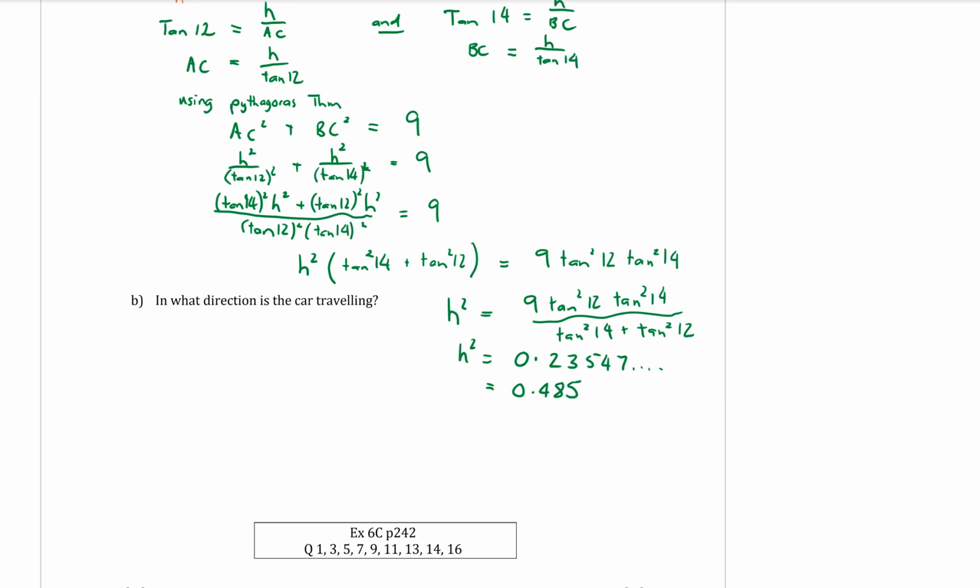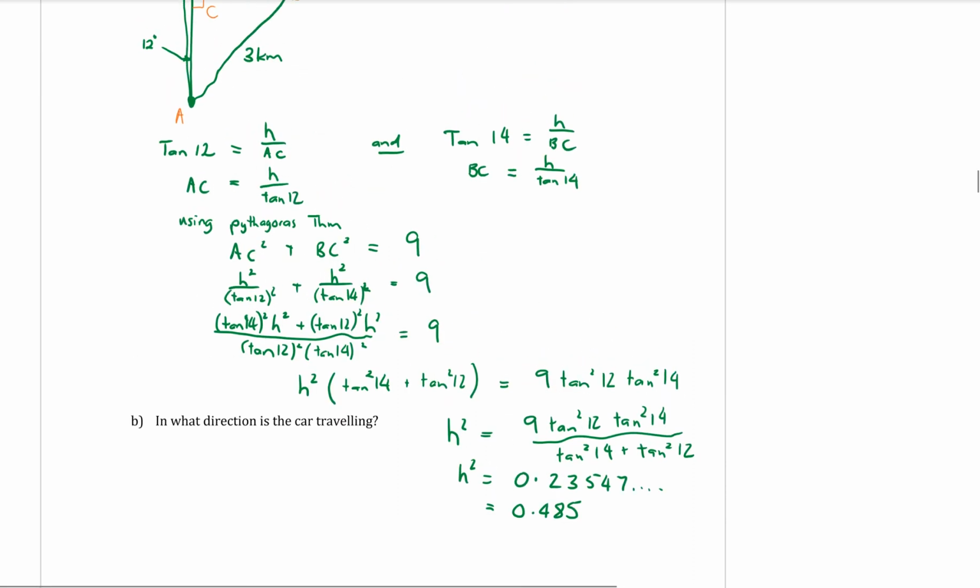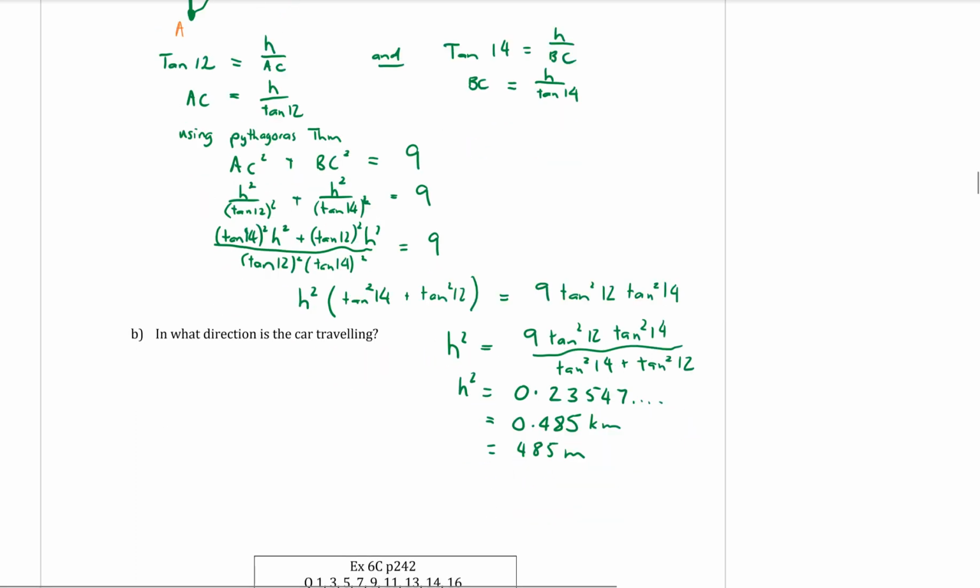Now, it's not very big because remember that this is the height of the tower, and the only measurement that I've been using is in kilometres. So that measurement is in kilometres. It probably would make more sense to change that into metres, which would be 485 metres. Would we lose marks if we didn't do it? No, if I didn't specify, it'd be fine.